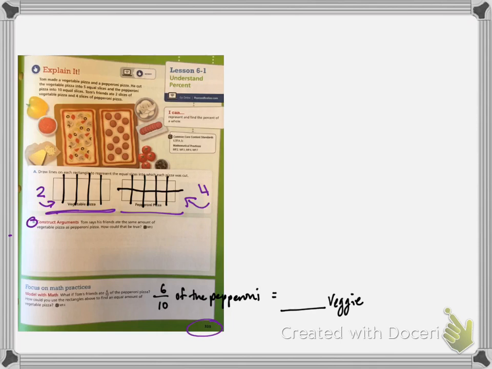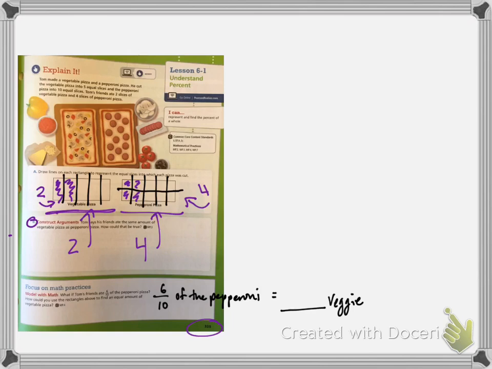Okay. So notice they're not asking you to compare the number of pieces they ate, but the quantity or the same amount of pizza. So if we shade in 2 pieces of veggie pizza on the pepperoni pizza, it would be the same amount or size of an area of the pizzas, but because they were sliced into pieces that were twice as small, 2 pieces of vegetable pizza is the same amount as 4 slices of pepperoni.